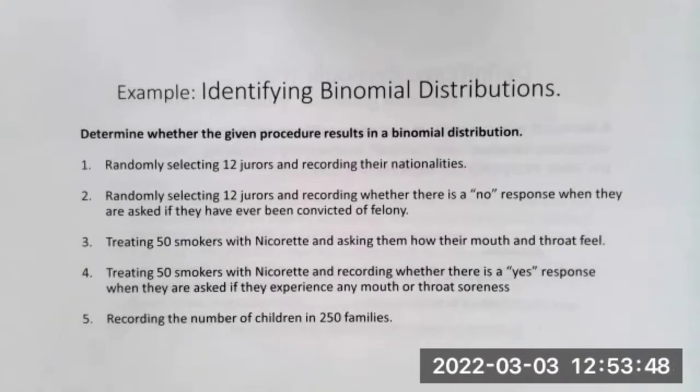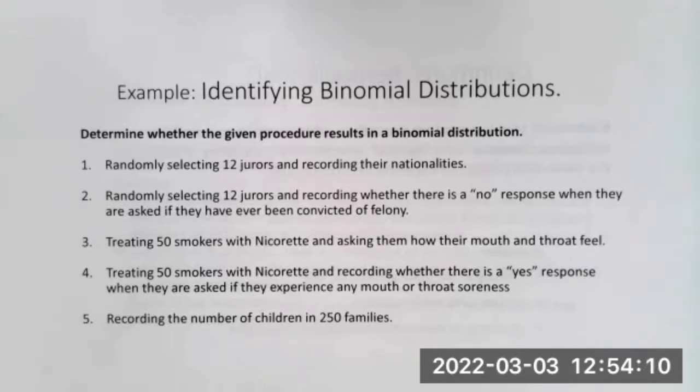Pause here if you have to. What's your answer? So the correct answer would be no, because we have more than 2 possible outcomes, right? If we have 12 jurors, their nationalities could be more than 2. Now, let's look at the next one.